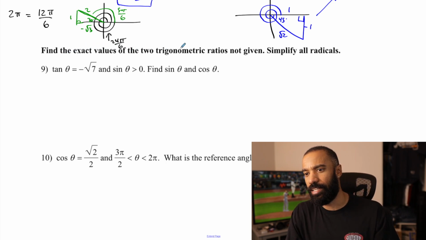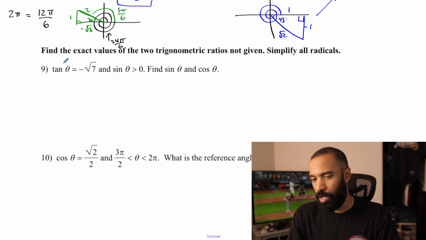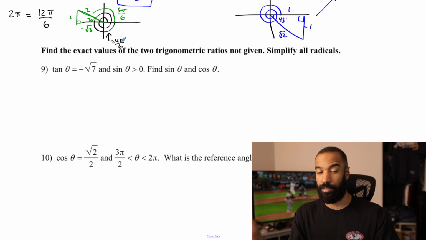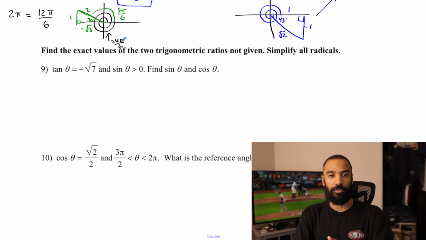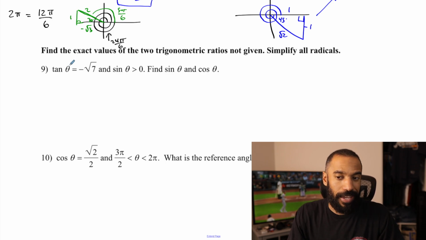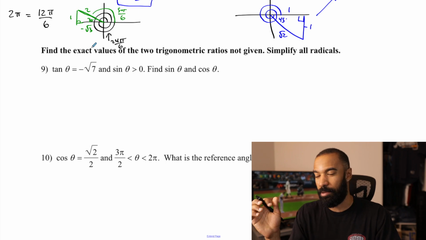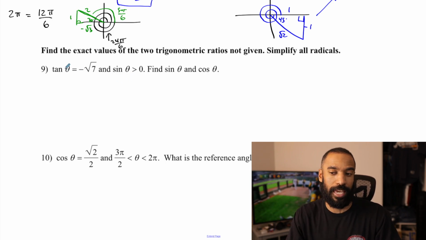All right, find the exact values of the 2 trig ratios not given. Simplify all radicals. That's really for number 9 where I'm asking you that. I'm going to ask you a different question here on number 10. Number 9, tangent of some angle is negative square root of 7. Not a special angle, not one that we've referred to. That means without a calculator, I couldn't tell you what this angle was. I could probably give you a guess, and I'd be way off. But I can't tell you what the angle ever is.